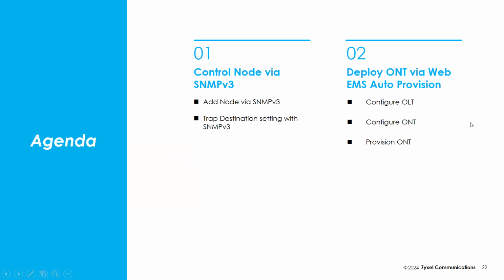And in the second topic, we will talk about how we can use the latest Web EMS system to deploy the ONT through our EMS system. The configuration combines three parts. We will start from configuring the OLT devices through the Web EMS system. Then we will see how we can configure ONT settings through the EMS system as well. And the last one, we will see how we can use the EMS system to provision the ONT with the configuration we made on the EMS system.